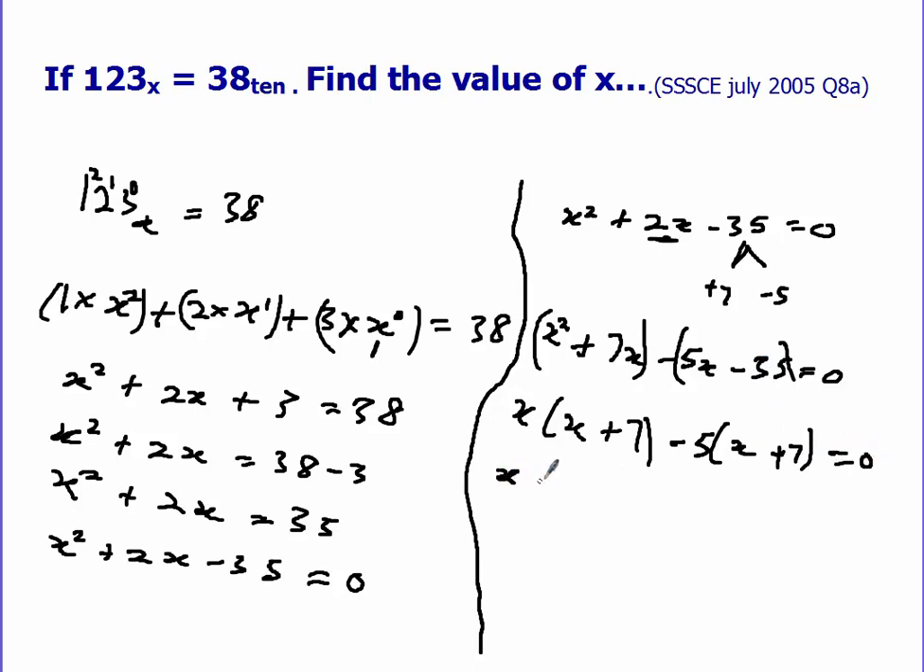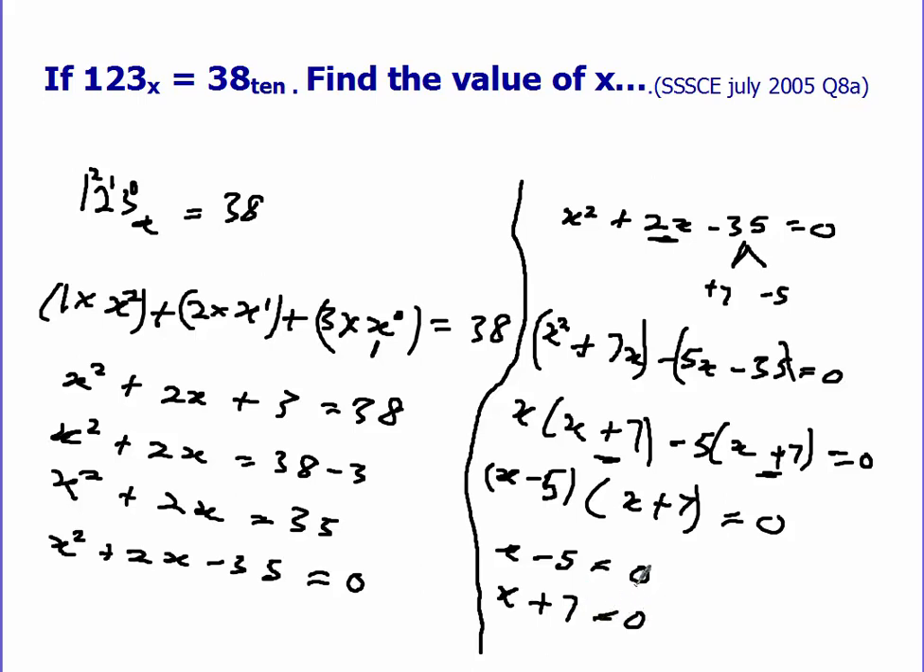Keep those outside the bracket in one bracket. Then these are the same, so I'll pick one out of the two. Plus 7 equal to 0. Right, so I can now say x minus 5 is equal to 0. Then x plus 7 is equal to 0. So I want to look for the value of x. Right, now I'm looking for the value of x now.